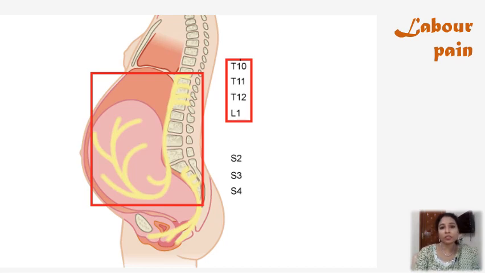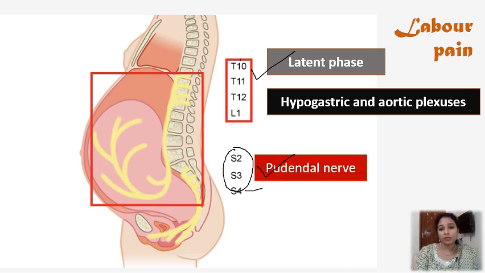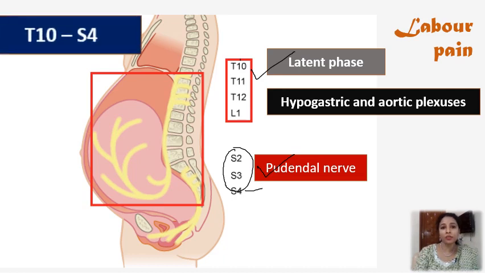So stretching and compression of the pelvic and perineal structures involve the pudendal nerve with the root value of S2 to S4. And so pain during the second stage of labor involves T10 to S4 dermatomes. So in the first stage of labor only T10 to L1, in the second stage of labor both T10 to L1 and S2 to S4 dermatomes are involved, causing severe pain during the second stage of labor. That is the latent phase, where the hypogastric and aortic plexus convey the impulses. During the second phase, the pudendal nerve, so the T10 to S4, all segments of dermatomes are involved. So this is the thing which has to be noted.